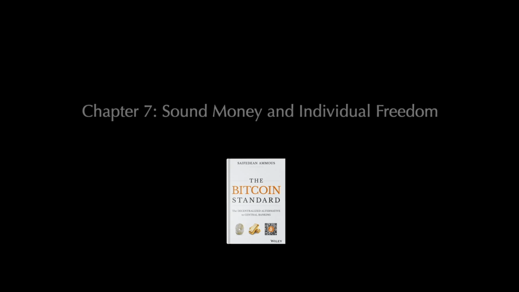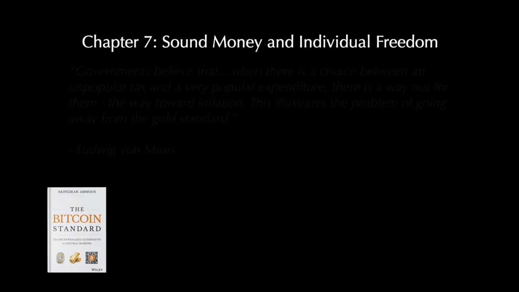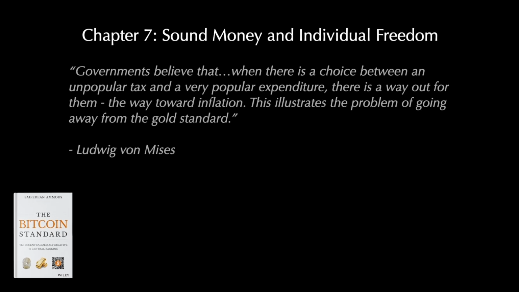Chapter 7. Sound Money and Individual Freedom. Governments believe that when there is a choice between an unpopular tax and a very unpopular expenditure, there is a way out for them, the way toward inflation. This illustrates the problem of going away from the gold standard. Ludwig von Mises.